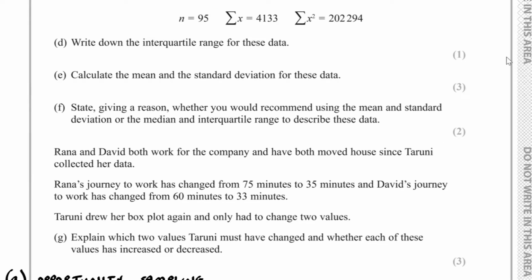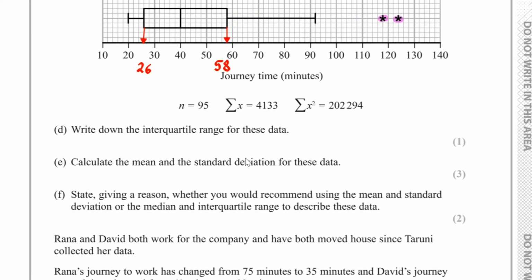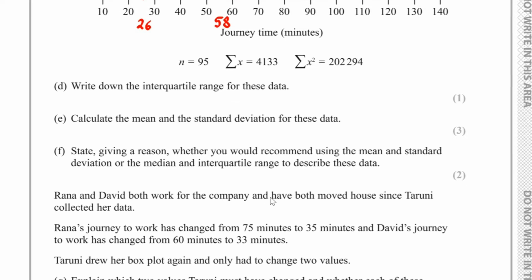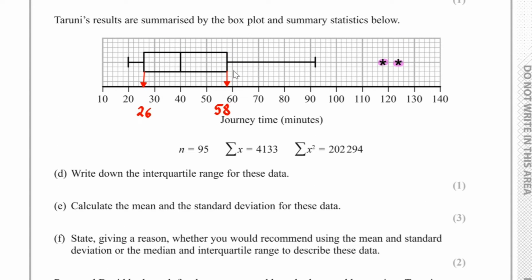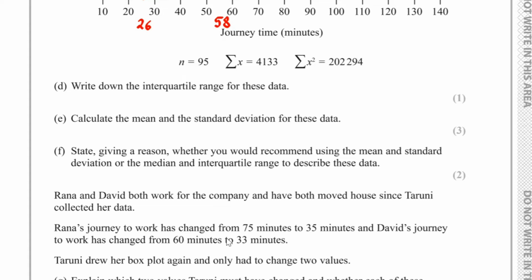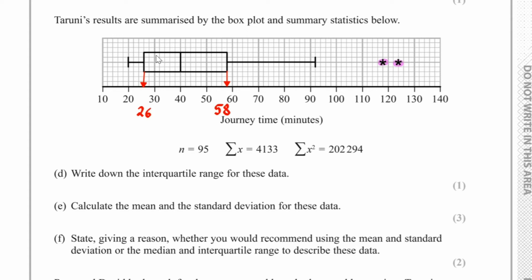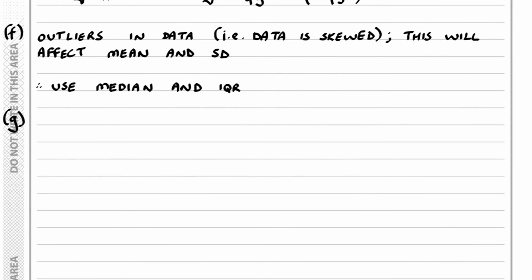And this 20 is not going to change. Now, the reason that's the case: if I look at the 75 and the 60, the 75 and the 60 lie between the upper quartile and this maximum value. So when they decrease to 35 and 33 respectively, those are in between the lower quartile and the median. But this lowest value is not changing, as I've just said. So that's our first point. The lowest value of 20 did not change.